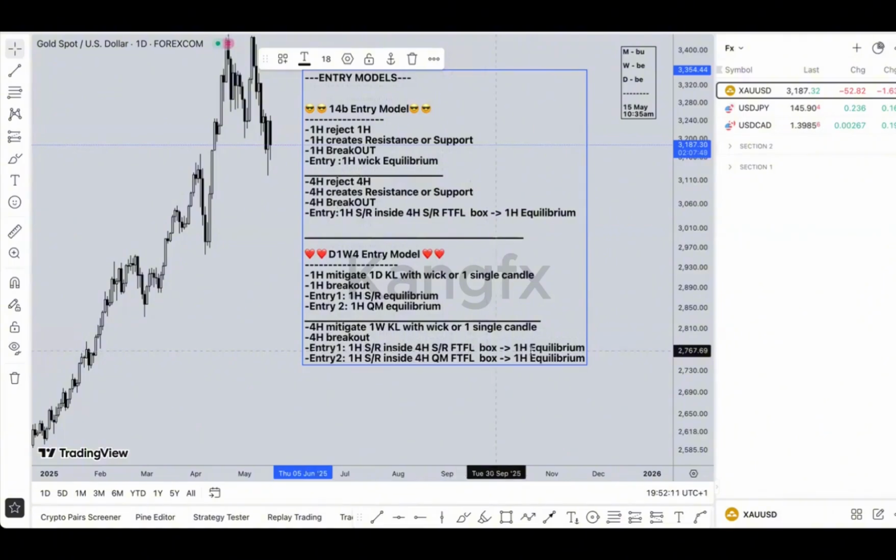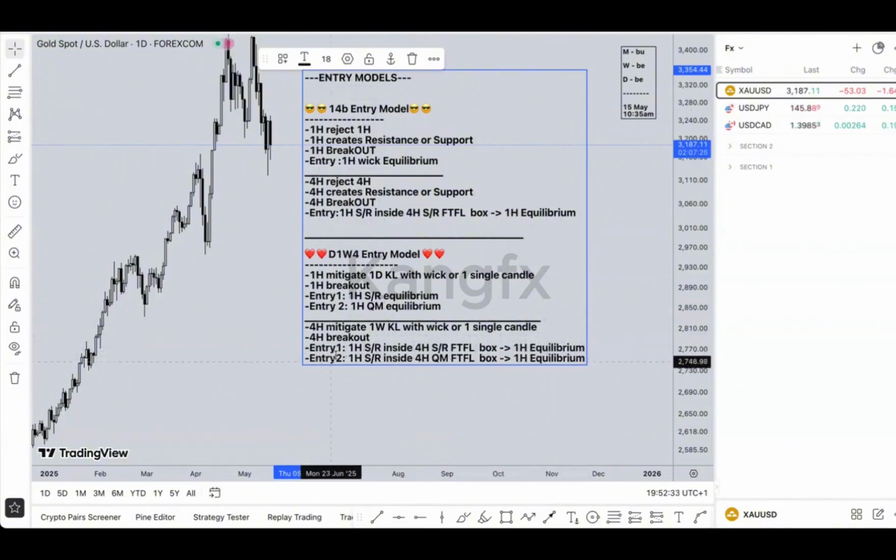The first and the strongest way to enter the trade, our entry is going to come from the 4 hour support or resistance. Then we mark our FTFL on that 4 hour support or resistance. We move down to 1 hour to get our STFL, where we look for support and resistance also on the 1 hour. Then when we get our STFL on 1 hour, we mark the equilibrium to use.